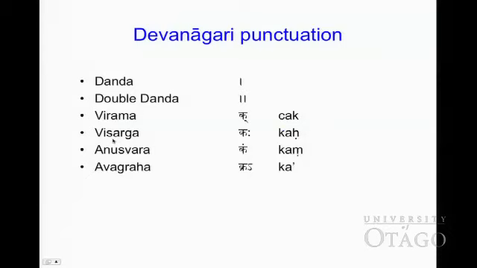The fourth is Visarga, that is two spots or a colon, represented by H with a dot. So we pronounce it as Ha. So this will be Kaha. The fifth will be Anusvara, or one dot above the consonant, that is M with a dot. We will pronounce it as kam. And the last one is Avagraha, or this mark, that is an apostrophe.